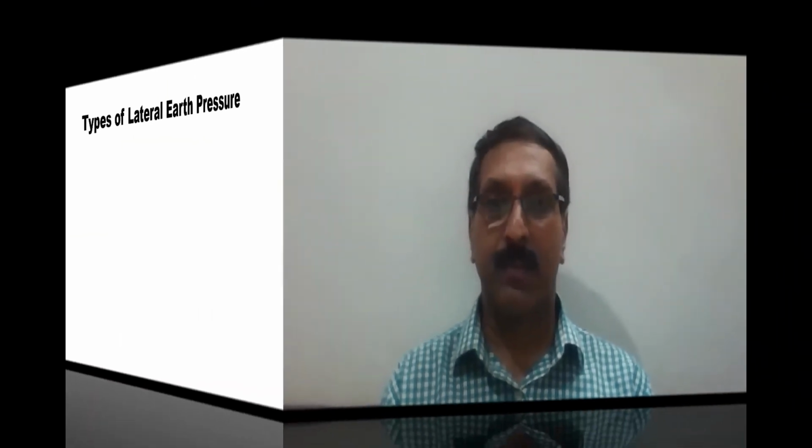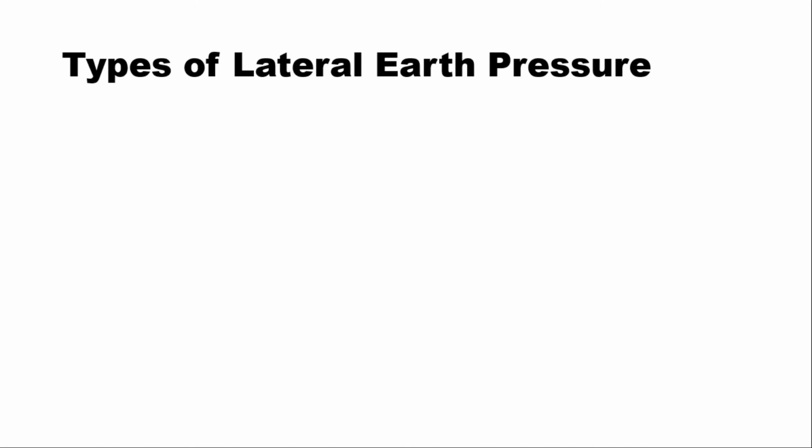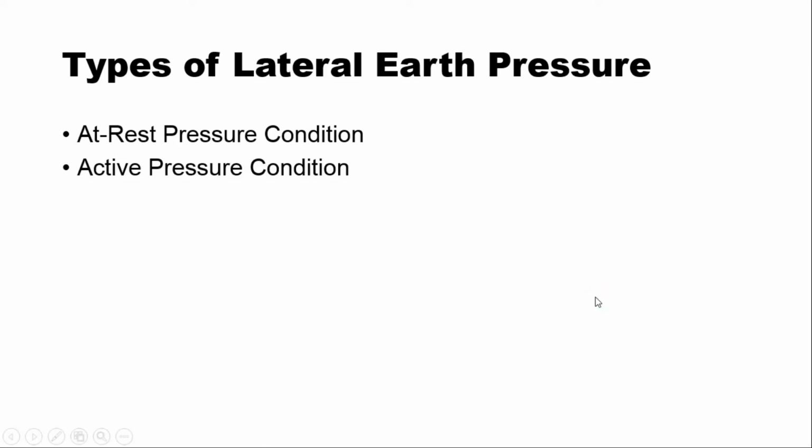Hello friends. In this lecture we are going to study the different types of lateral earth pressure, then what are earth pressure coefficients, and what are the implications of these different types of lateral earth pressure on the structures. In this lecture we are going to see about types of lateral earth pressure. There are basically three types: at rest pressure, active pressure, and passive pressure, which are generated during different conditions.